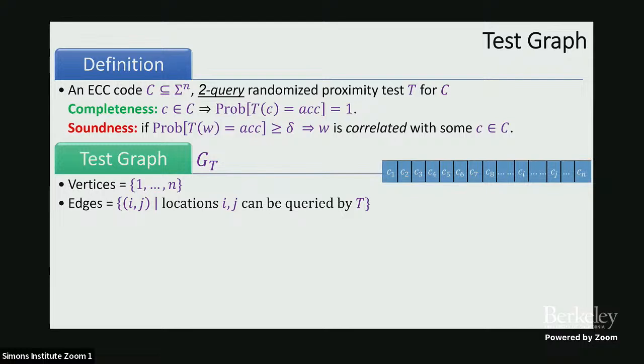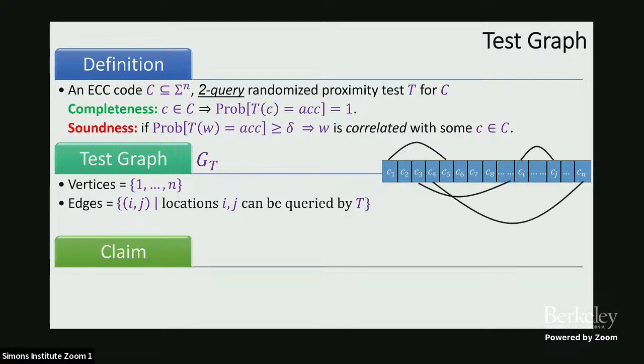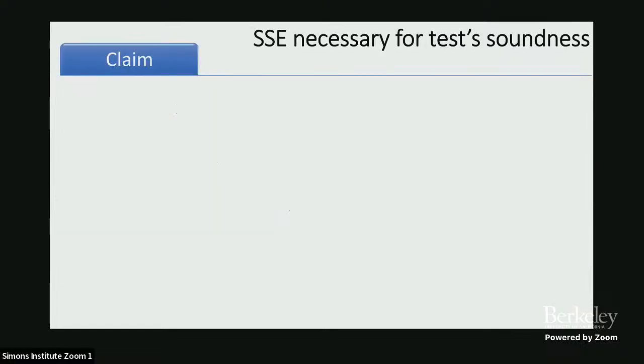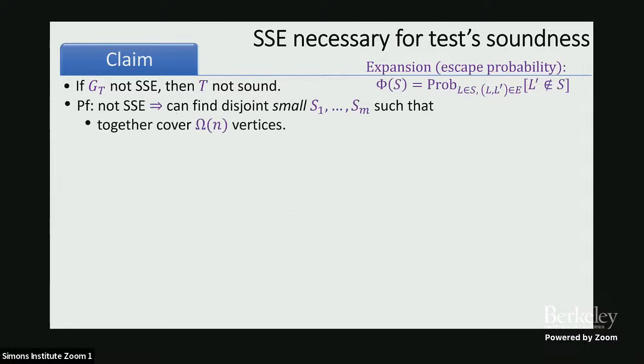So what is the tester essentially doing? Well, the tester is just picking an edge in this graph, querying the two locations and deciding whether to accept or reject. And my claim is that if you want your tester T to be sound, then this graph G_T has to be a small set expander. And the proof is going to be by a picture.